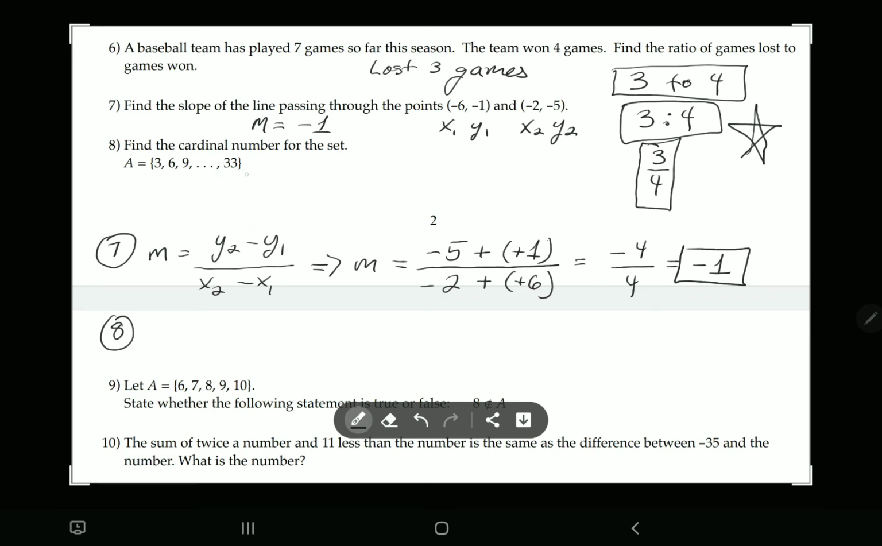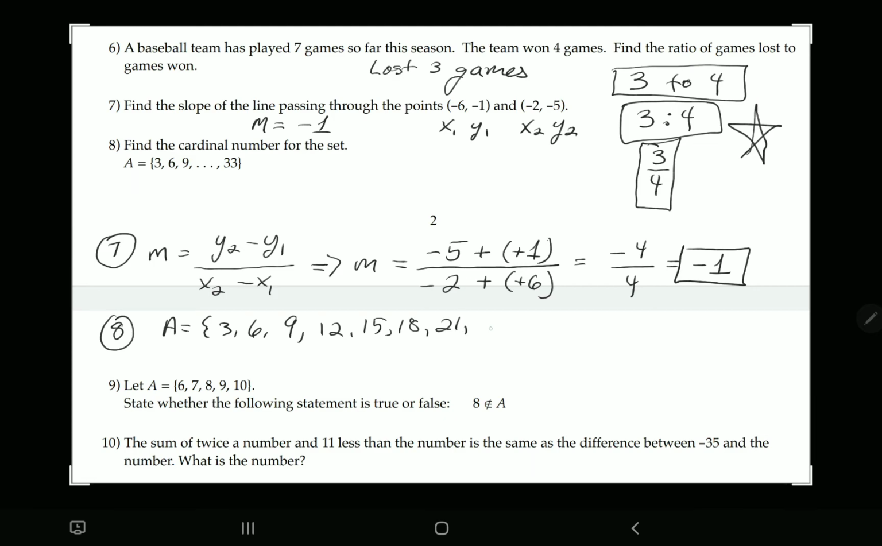So we can fill in the rest of the set. 3, 6, 9, 12, 15, 18, 21, 24, 27, 30, and 33. I'm doing it the long way first, then I'll explain the shortcut. We count the number of elements in the set. 1, 2, 3, 4, 5, 6, 7, 8, 9, 10, 11. 11 elements in the set. So the cardinality of set A, which we call n of A, equals 11.